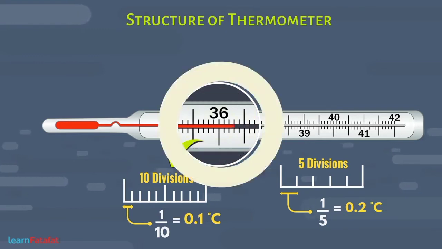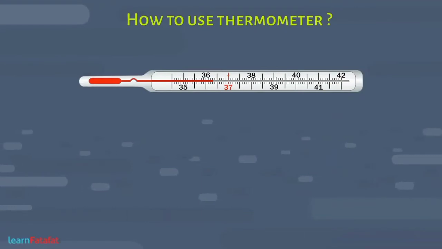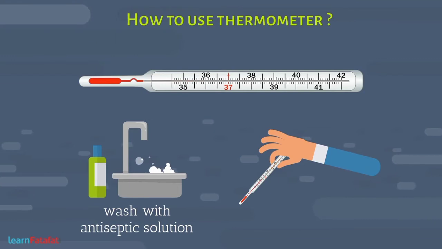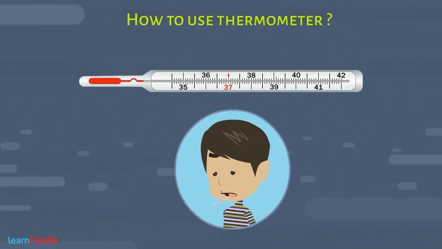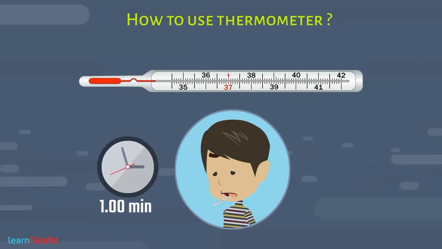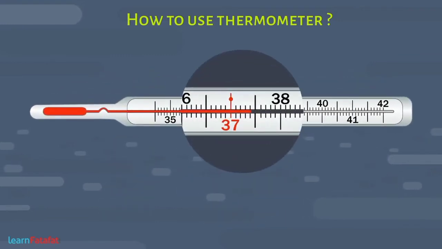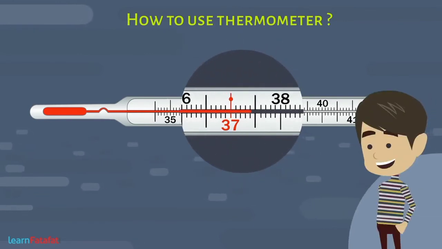Now, how to use a thermometer? Before using the thermometer, you should wash it with some antiseptic solution and give some jerks to it so that the mercury level falls below 35 degrees Celsius. Now, place the bulb of the thermometer under your tongue. Keep it as it is for 1 minute and let the mercury expand in the tube. Now, take the thermometer out and find out the reading shown by the mercury. Now you have identified your body temperature.